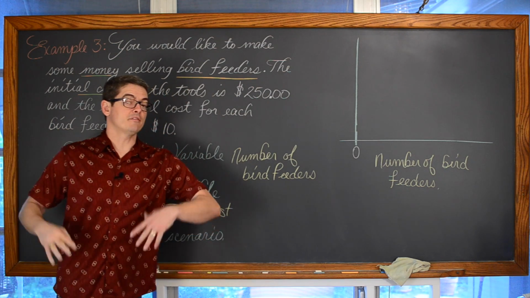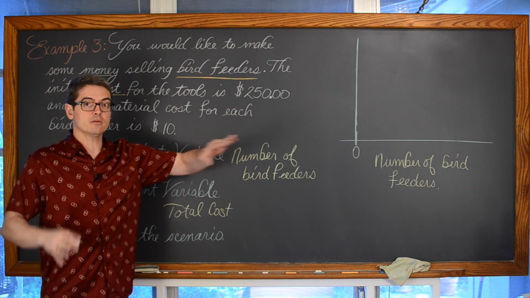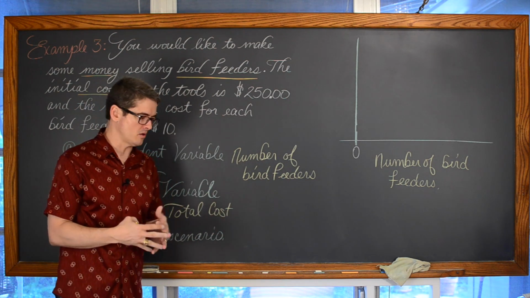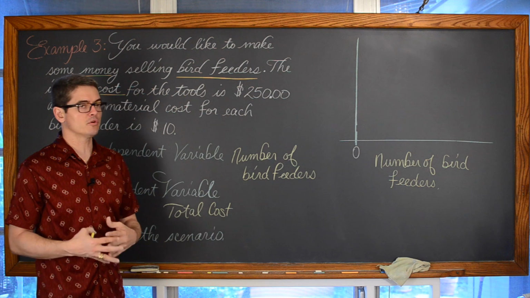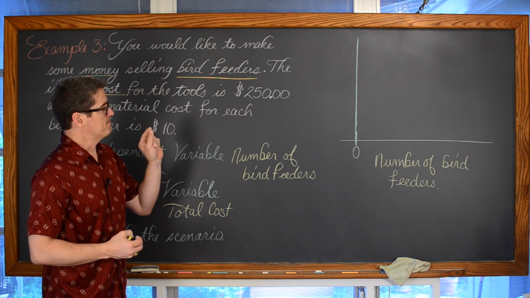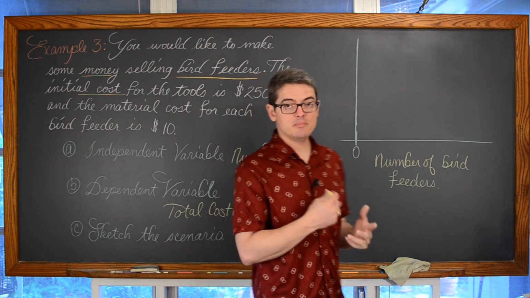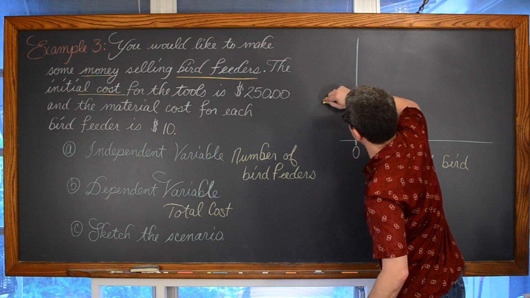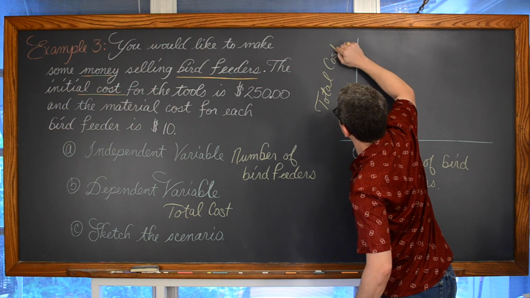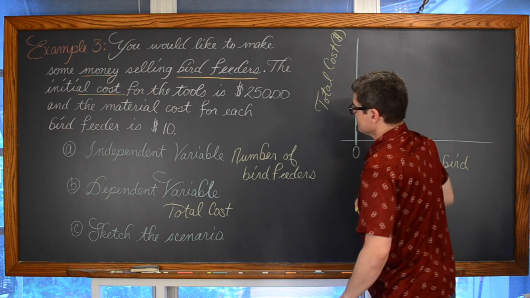Now, if I was making thousands of bird feeders, by the way, I would say that the x-axis is bird feeders and then in parentheses write in thousands or something like that to keep the numbers smaller. But if it's just a handful of bird feeders, that is sufficient. And then the y-axis, the vertical axis, is going to be for the dependent variable, and that is the total cost. And of course, we're going to measure that in dollars.